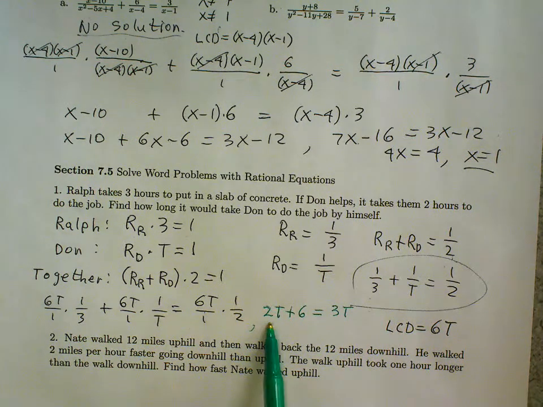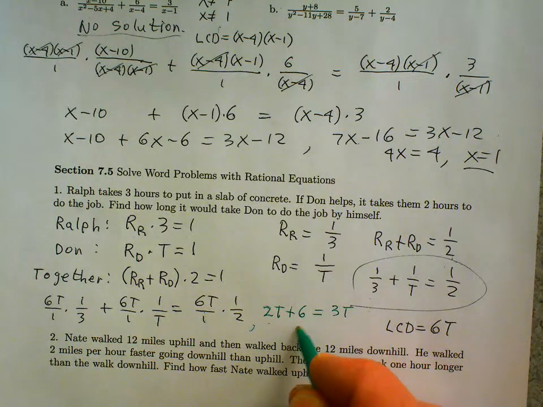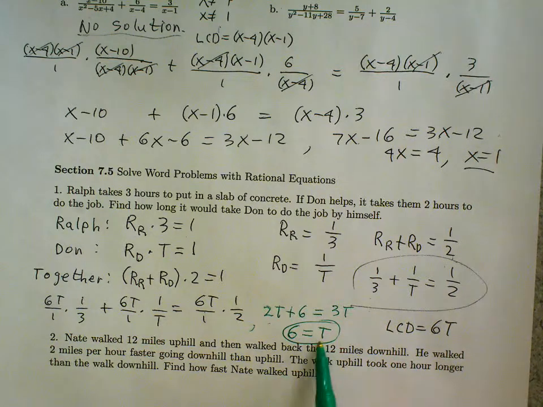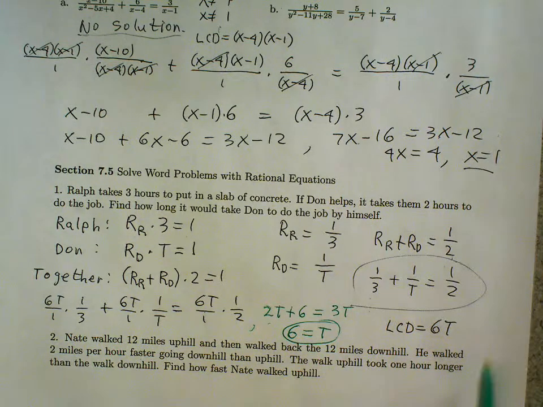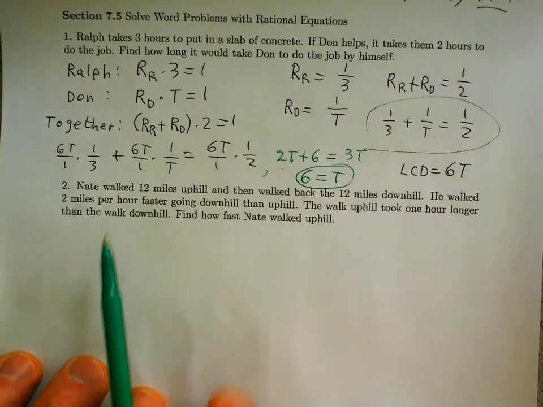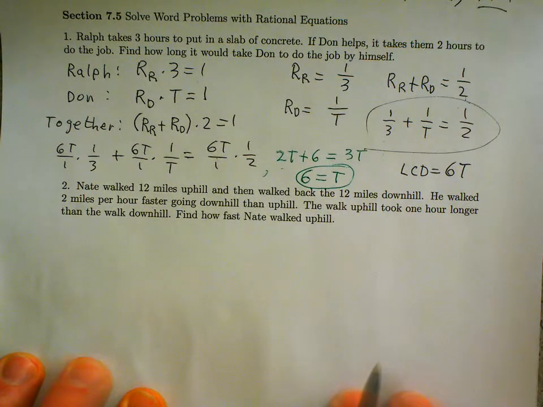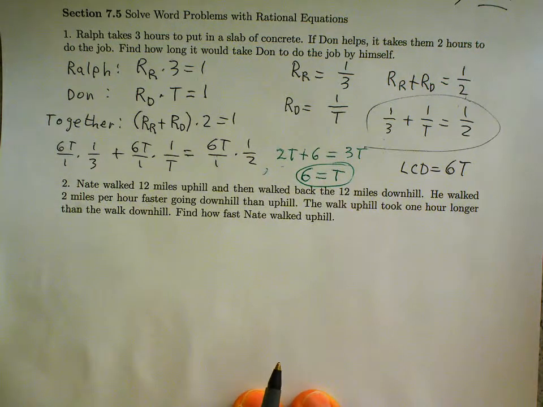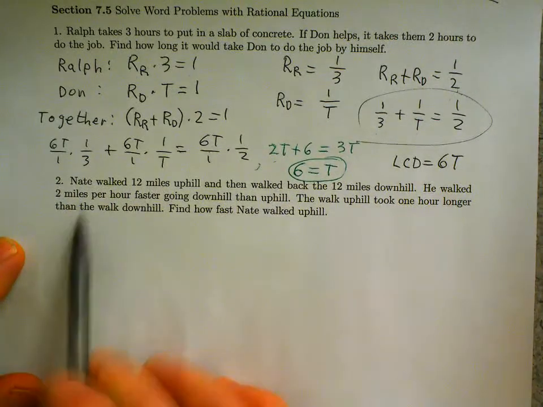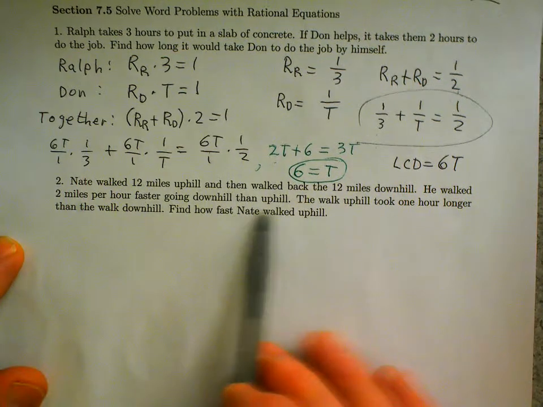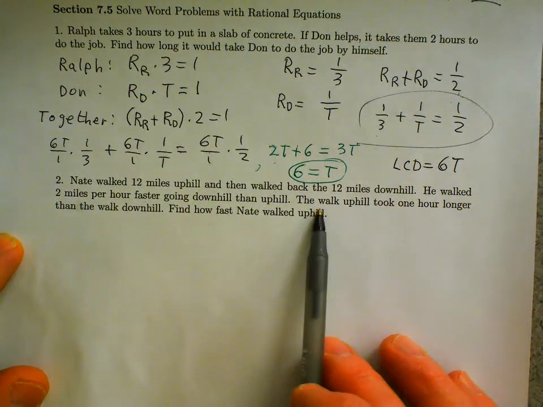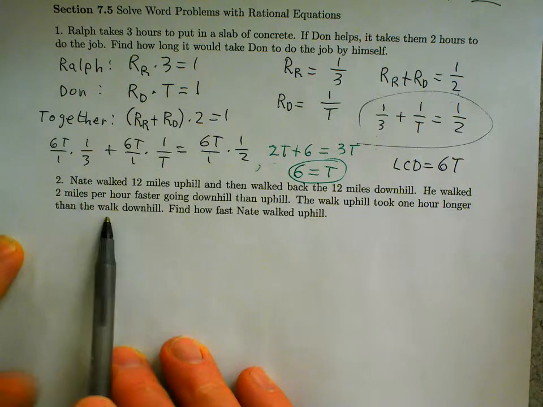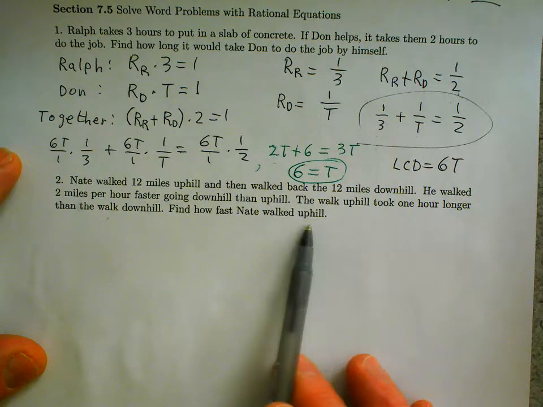And then to solve for T, we just subtract 2T from both sides, and we get T equals 6. So it takes Don 6 hours to do the job by himself. All right, in the next problem, Nate walked 12 miles uphill and then walked back the 12 miles downhill. He walked 2 miles per hour faster going downhill than uphill. The walk uphill took 1 hour longer than the walk downhill. Find how fast Nate walked uphill.